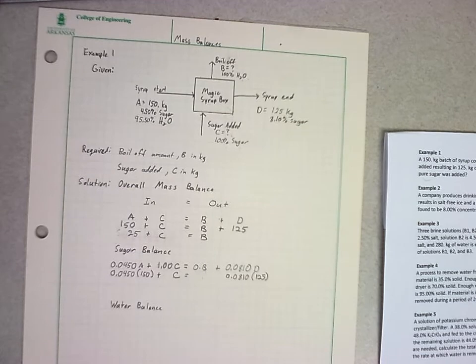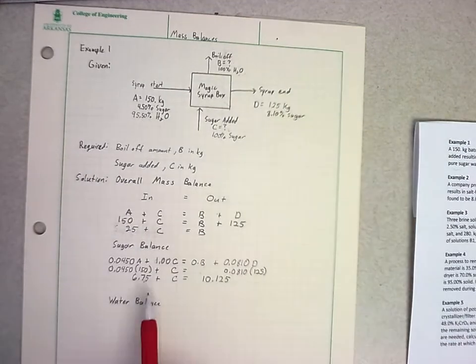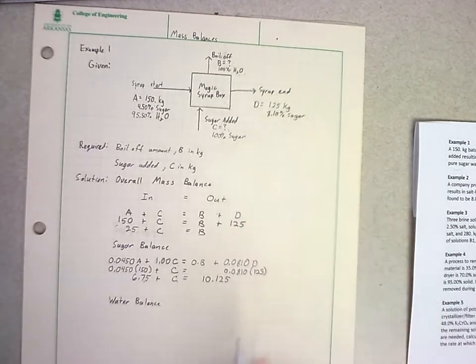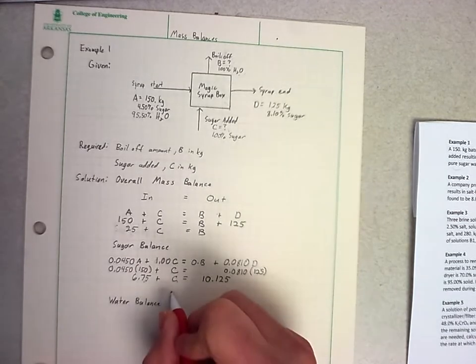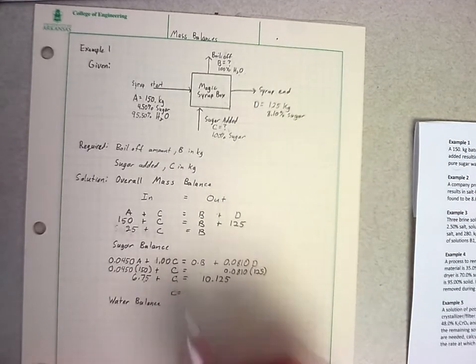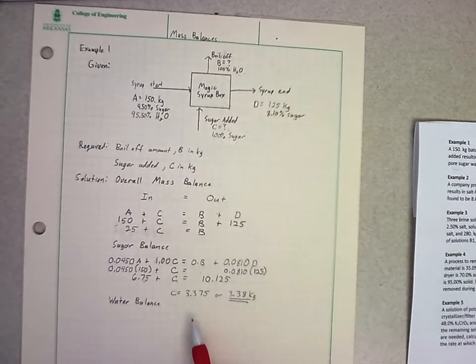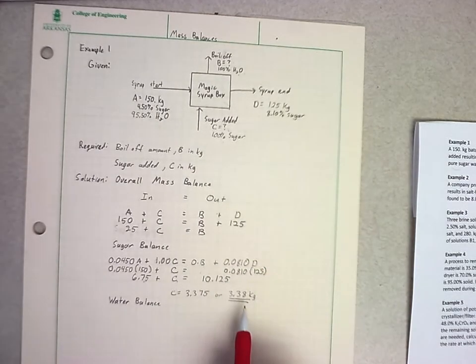So by simplifying, I get that there's 6.75 kilograms of sugar in stream A, plus whatever amount of C ends up with 10.125 kilograms of sugar on the end. So again, I can solve for C immediately by just doing the subtraction, and I get that C equals 3.375 kilograms, or, with the correct number of sig figs, the others seem to have 3 significant digits, so I would round to 3.38 kilograms.